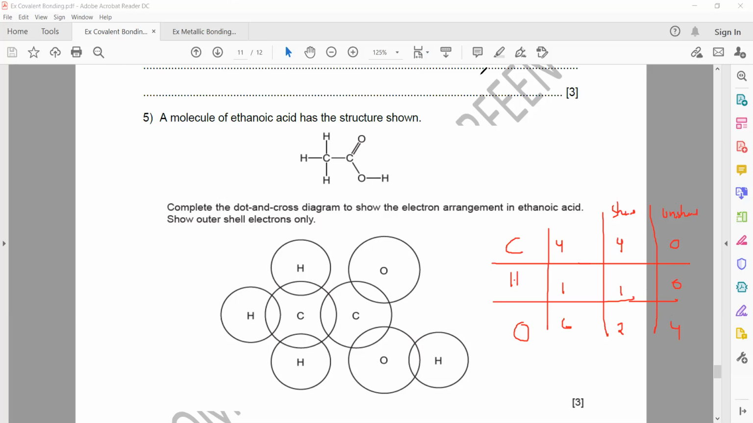Now which one will start sharing first? We'll always start with the one which shares the least number. So which is sharing the least number? In this example, hydrogen is sharing the least number. So we should start with hydrogen.